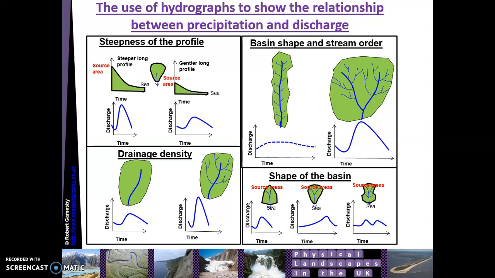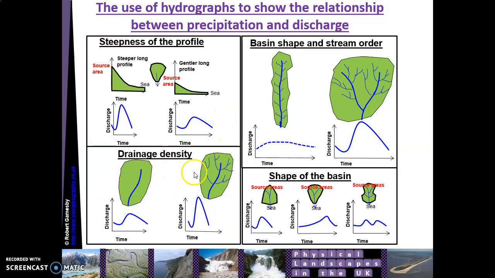So in terms of the steepness of the profile, the steeper the river profile, the faster the river is going to flow, and therefore you're going to get a really steep discharge curve because you're going to get water getting into the river really quickly. If it's a gentle profile, it means that it's taking a long time for the river to respond to the water getting into it, and so the discharge curve is a lot less steep. And so you've got a really steep discharge curve and a really gentle curve.